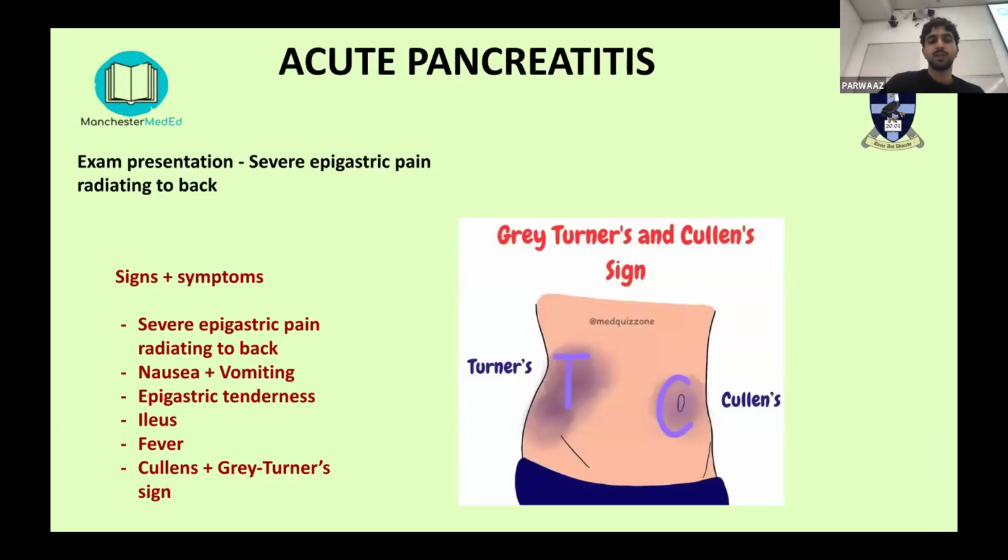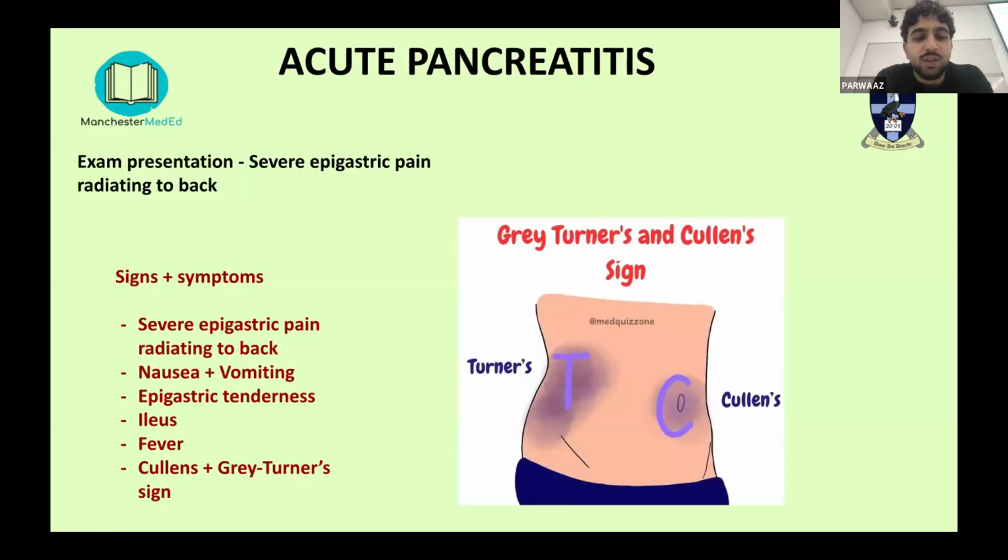So acute pancreatitis. It's technically not a surgical emergency, but it comes under general surgery, and it's quite common. So I'll go through it anyway. And it's essentially just inflammation of the pancreas. Always presents with something along the lines of severe epigastric pain radiating to the back. Okay, so if you ever see pain radiating to the back, always think pancreatitis.